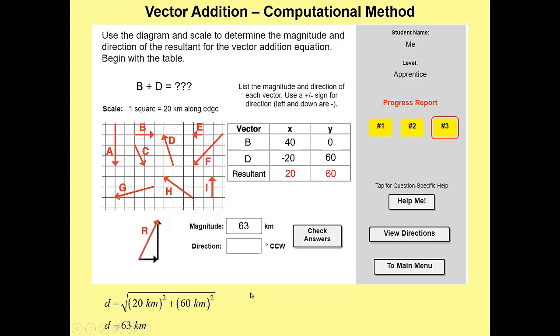Usually should work. And then we want the angle at the tail of our resultant, which would be an inverse tangent of opposite over adjacent. 60 over 20. 72 degrees. By the way, make sure your calculator is in degrees and not radians, or you will get this wrong. Counterclockwise from 0 notation, from the positive, is just 72 degrees.